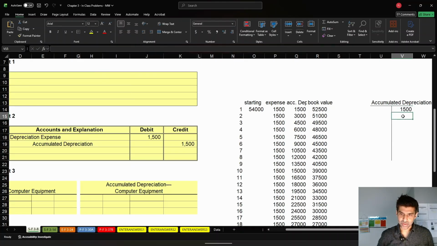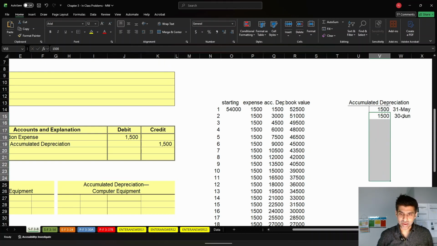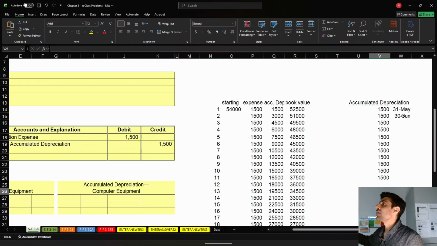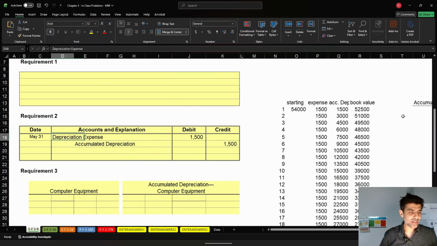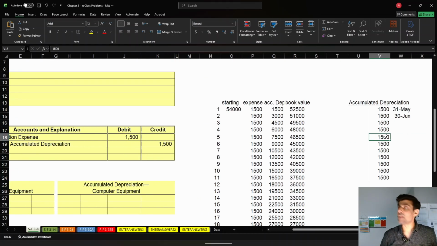Every month, 1,500. This is from May 31, then June 30th. And this is going to go on for 36 months. You're going to keep getting 1,500, 1,500, 1,500. It's just going to keep accumulating. That's why it's called accumulated depreciation. So at the end of 36 months, my accumulated depreciation will be that full 54,000. That's why my book value is 0. Does everyone understand this? So this journal entry every month is unchanged, but this accumulated depreciation account keeps increasing. Every month it's going up.